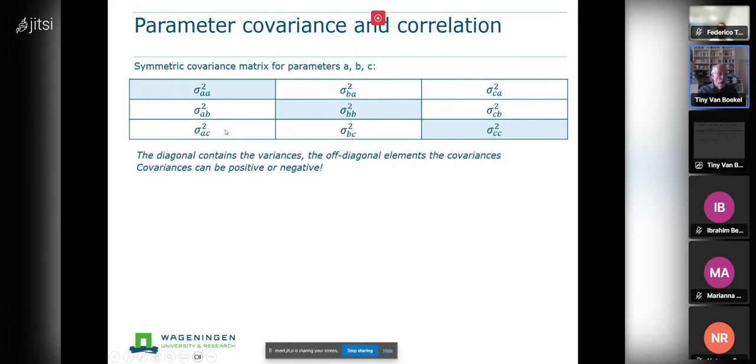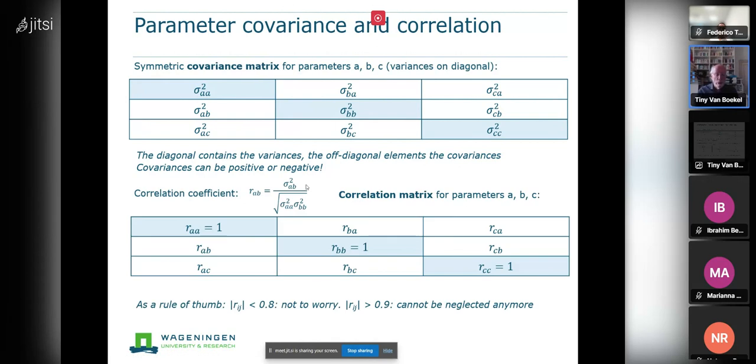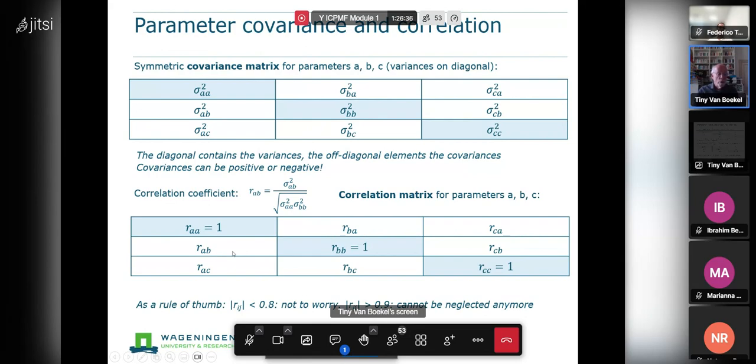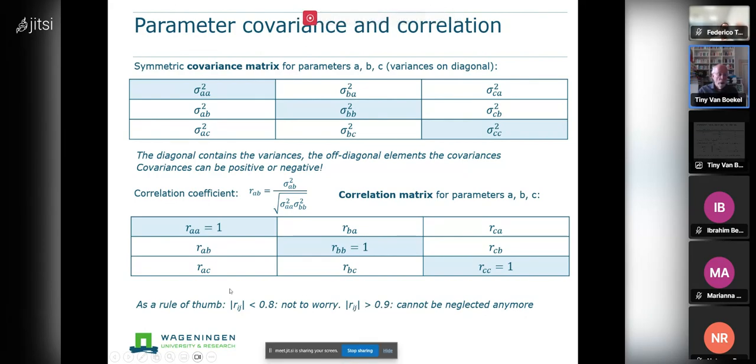And these numbers do not tell you much, so therefore one usually recalculates this in a so-called correlation matrix, where, of course, on the diagonal you only see ones, because B is correlated with itself perfectly. But on the off-diagonal elements, you now see the correlation coefficients between the parameters. As a rule of thumb, if you see numbers below 0.8, you should not worry. If they are above 0.9, then you have to be careful and start to think about whether this is a problem, yes or no.